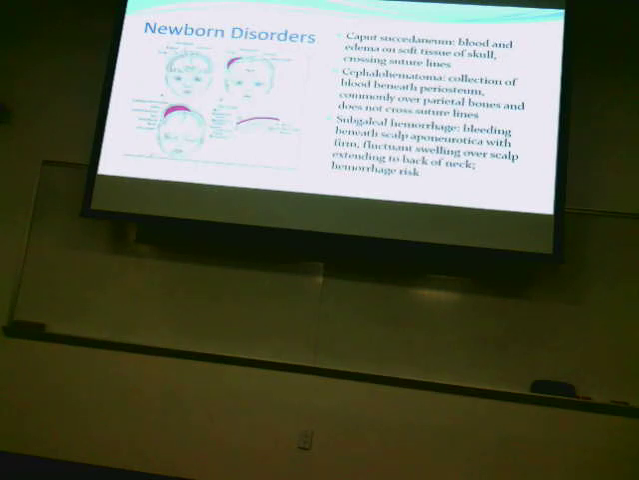Your subgaleal hemorrhage, this is the one you really want to look out for because it could be an emergency. So you have bleeding beneath the scalp, the galea aponeurotica, and it's firm with fluctuance over the scalp. And this one, you can have a lot of risk of hemorrhage with extension all the way to the back of the neck. And so I have these diagrams here that outline the three of them. This one being caput, this one is the cephalohematoma, and this one is our serious subgaleal hemorrhage.